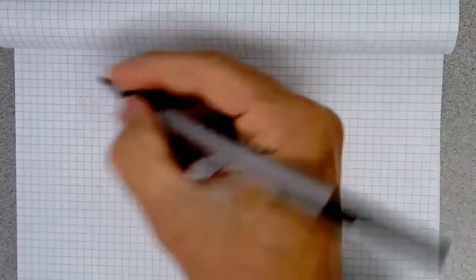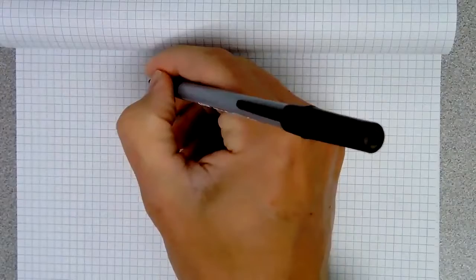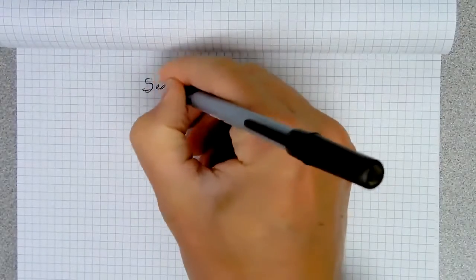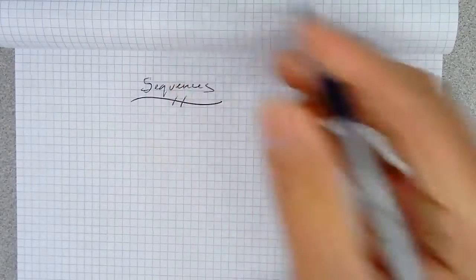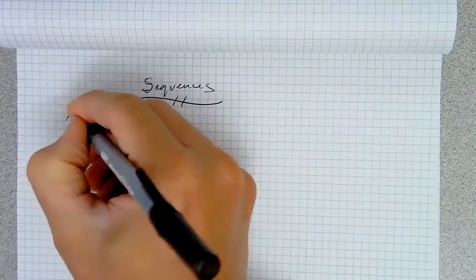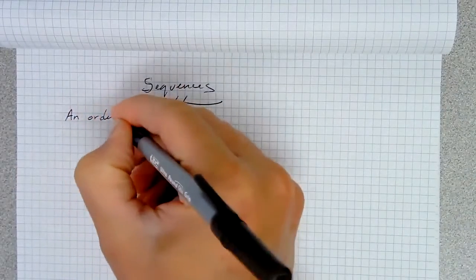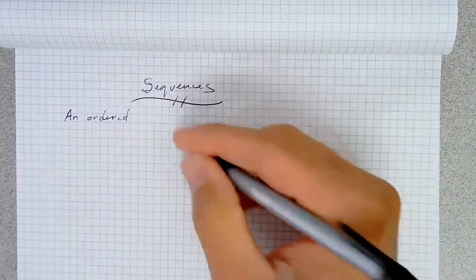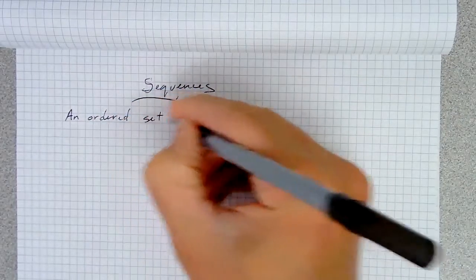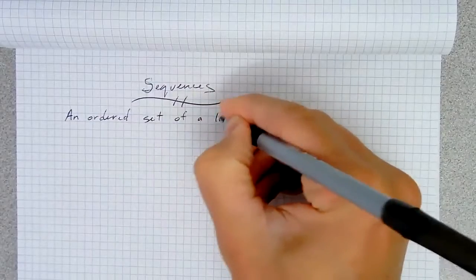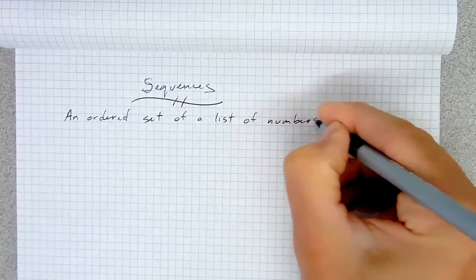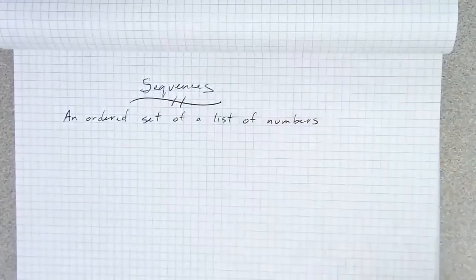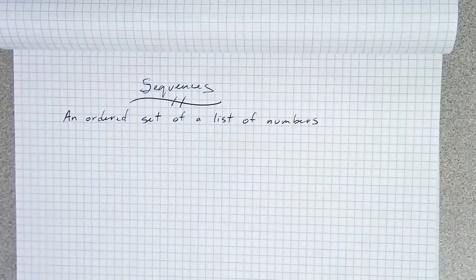All right, so a major part of chapter 5 is dealing with sequences, which we classify as an ordered set, a list of numbers. Technically, it doesn't have to be numbers, but it's a math class, so it's going to be numbers.